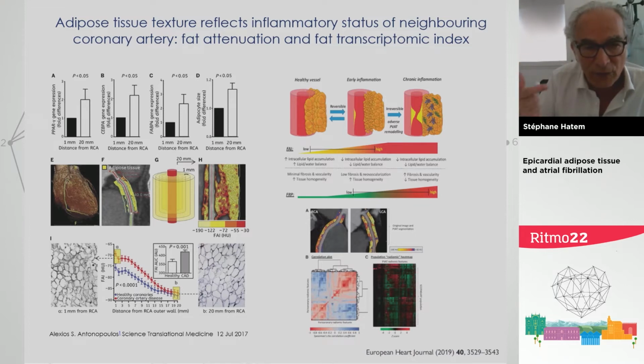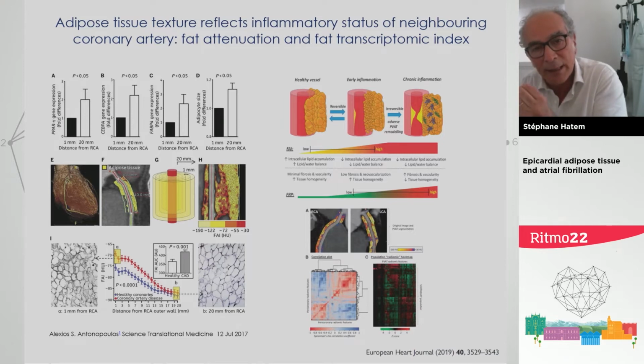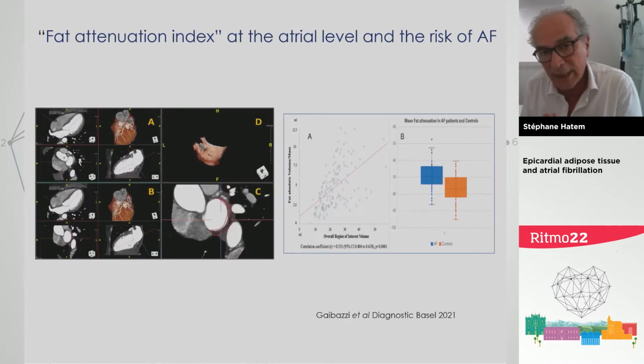They followed this first series of studies with another study where they compared this texture of the adipose tissue and the transcriptome. And they found that it is also modified with the transcriptome, and they called that the fat transcriptomic index. So they have been able to establish an imaging biomarker using CT scan in clinical practice that tells you how your adipose tissue around an artery is. And they found that these biomarkers can predict, for instance, the outcome after acute coronary syndrome. And this fat attenuation index is coming to the heart and notably to the atria.